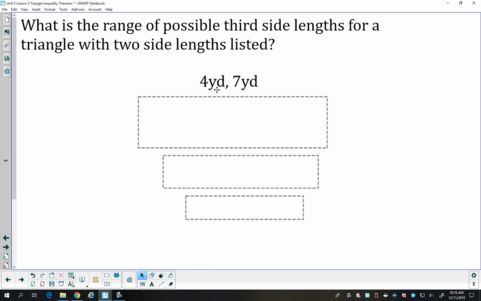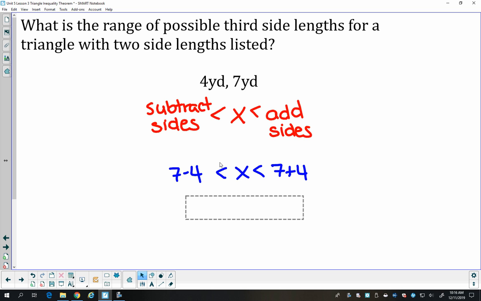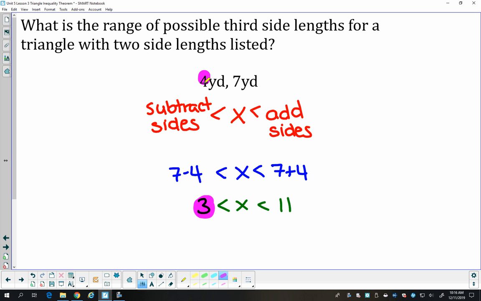Let's do another one. I want my two sides to be 4 yards and 7 yards. I don't care what the third side is, so let's find a range. We'll subtract 7 and 4, and we'll add 7 and 4. We'll find that the length of my third side needs to be larger than 3 and smaller than 11. Again, if my side was 3, and I added that to 4, that would be 7, which is equal to my other side, no good. If my largest side was 11, 4 plus 7 is 11, which is equal to 11, no good. So we have to be between 3 and 11.